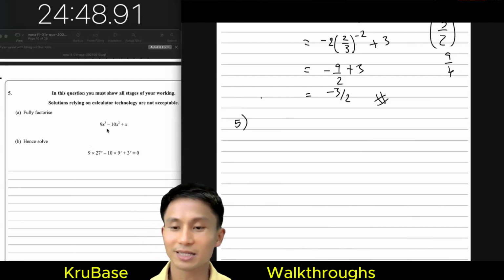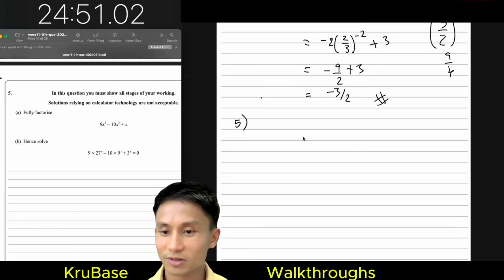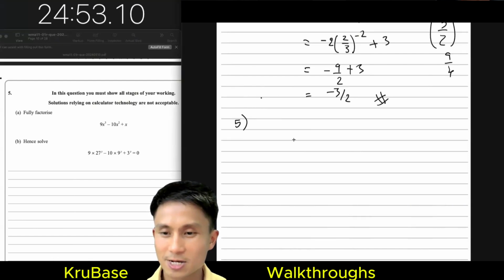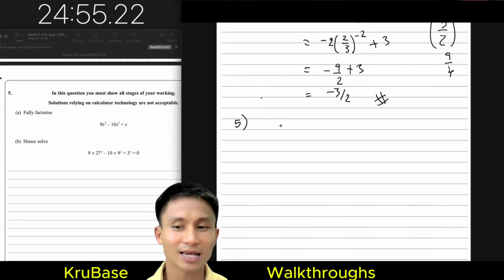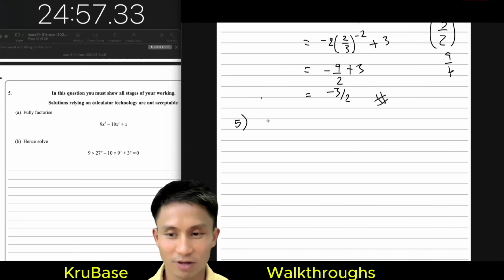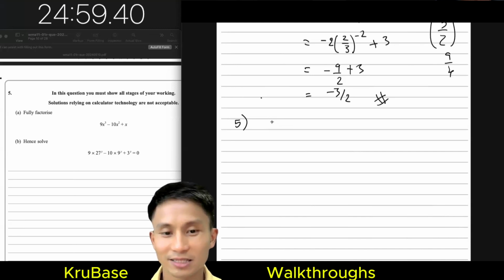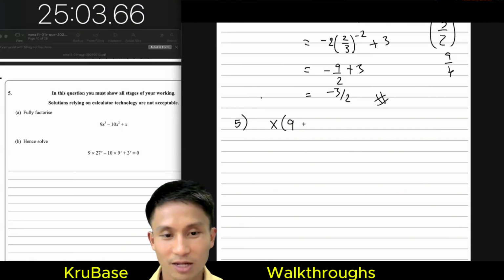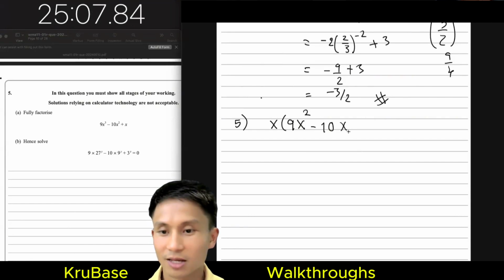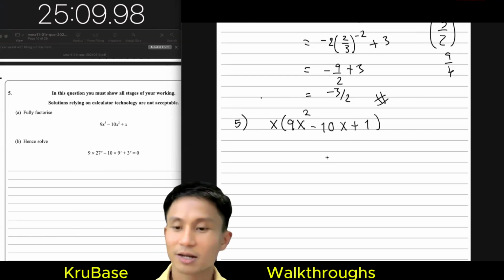Fully factorize these. Okay, so I can see right now that I can pull x out of everything because there is one x in every term at least. So I'm just going to do that first. I'm getting 9x squared minus 10x and then plus 1. Yeah, I'm being thorough.